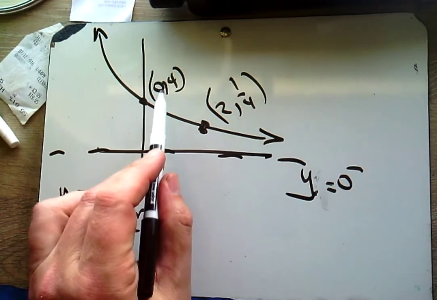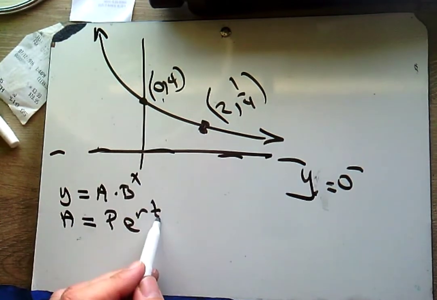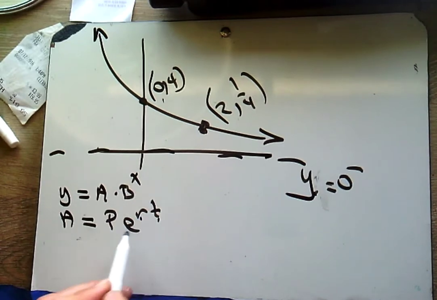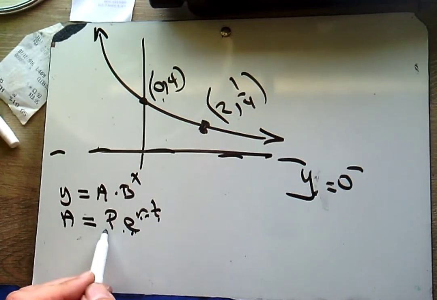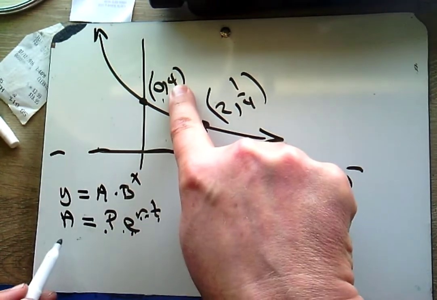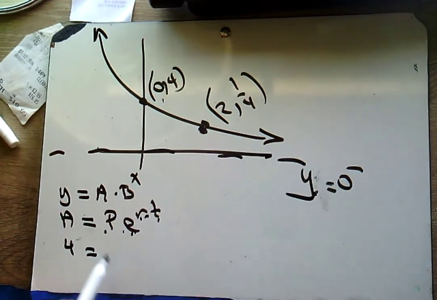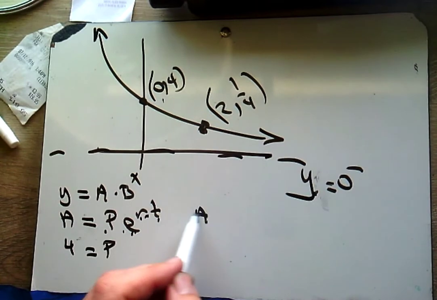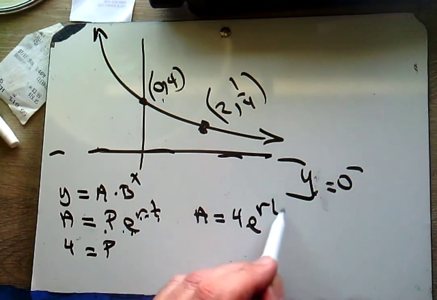All right, so let's plug in this point. We plug in a 0 here. 0 times r is 0. e to the 0 is 1. 1 times p is p. And our output is 4. So I get p equals 4. Nice. So now I can write y equals 4 e to the rt.